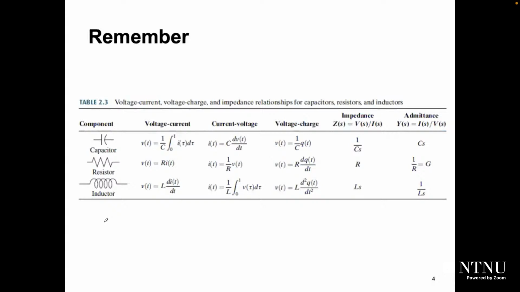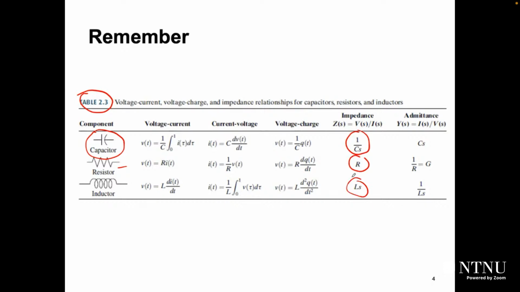Remember also we used this table last time. When you look into this table here, it's table 2.3. So we used this table for voltage-current, voltage-charge, and impedance relationships for capacitors, resistors, and inductors. And it's from chapter 2, in fact. And the most important thing here is to replace each element by its impedance. So if you have a capacitor, just replace it with 1 divided by Cs. If you have a resistor, replace it with R. If you have an inductor, replace it with Ls.